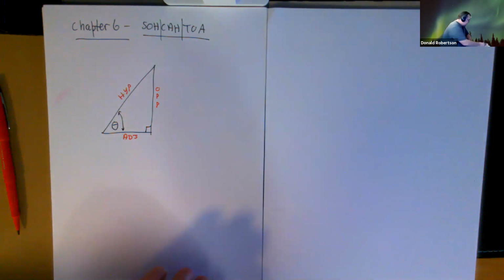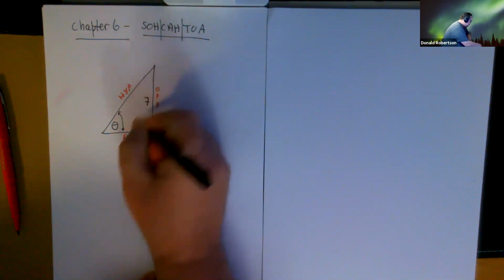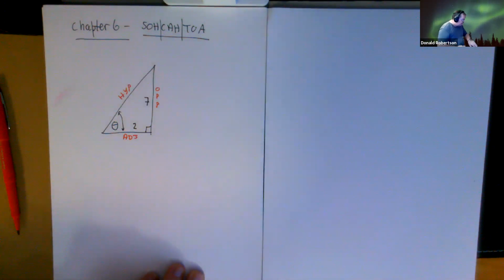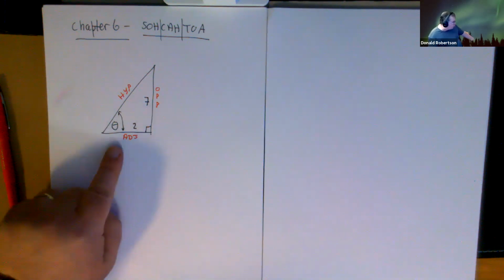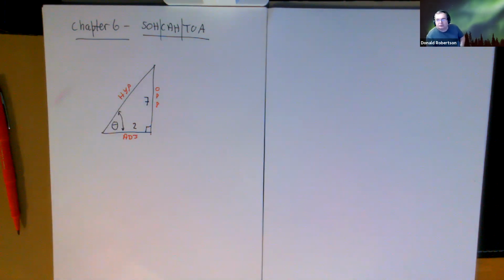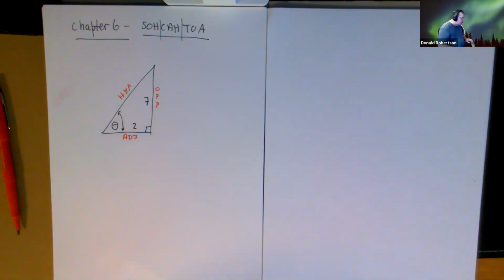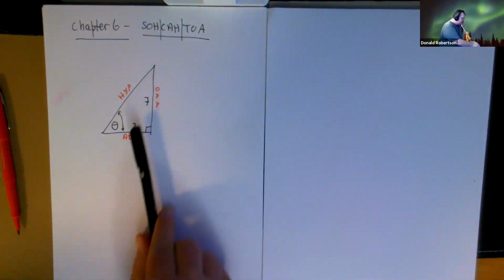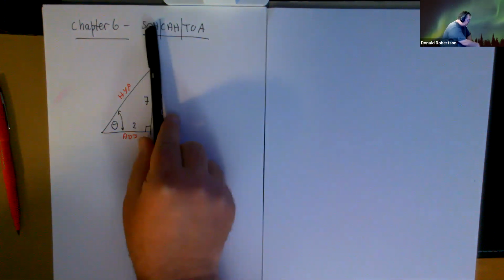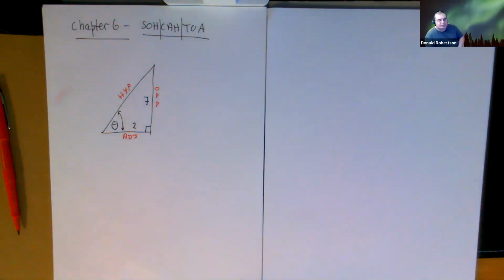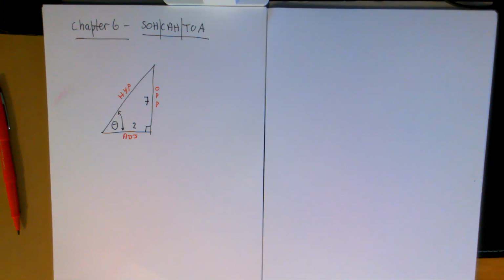So if I told you that this was 7 and this was 2, and I asked what was the size of angle theta, and you could get a question just like this, a pretty straightforward one, where you're told two numbers and you're being asked to find an angle, you would look at this and say, okay, opposite, adjacent, which one of the three SOHCAHTOAs use opposite and adjacent? Opposite adjacent is tan. Correct.